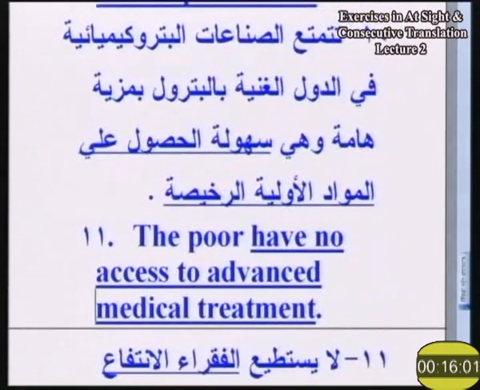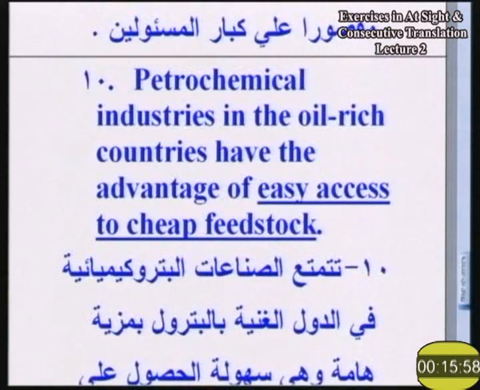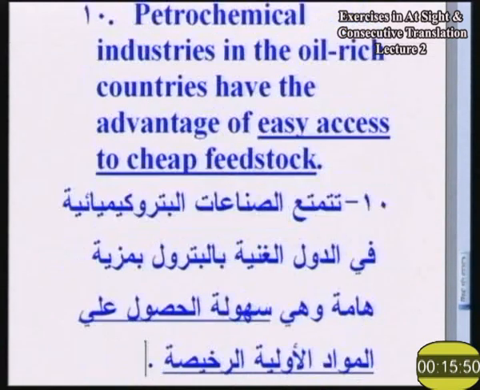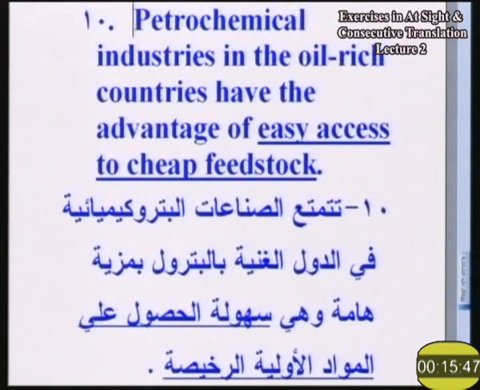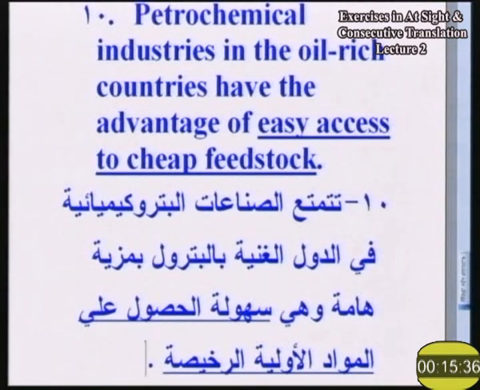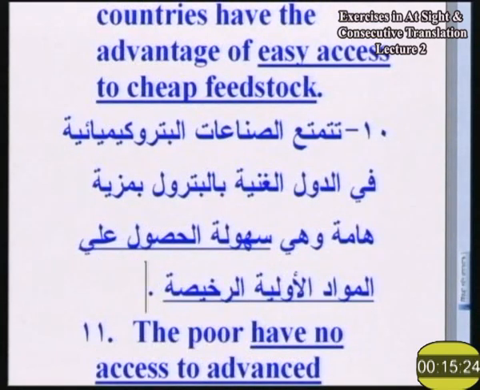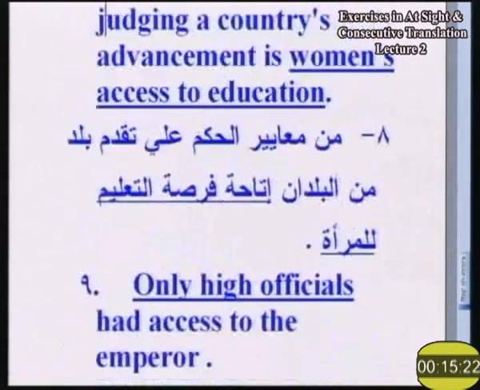Now this sentence, okay, petrochemical industries in the oil-rich countries have the advantage of easy access to cheap feedstock. تتمتع الصناعات البتروكيميائية في الدول الغنية بالبترول بميزة هامة وهي سهولة الحصول على المواد الأولية الرخيصة. Okay, so again, الحصول على.